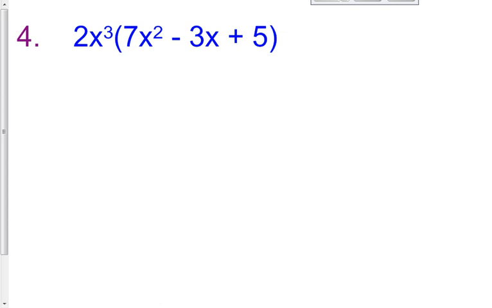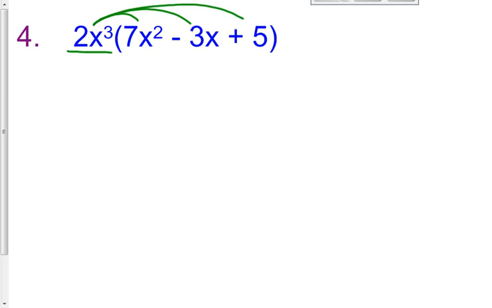Alright class, the last 5 problems in our notes for today on lesson 5.2, simplifying polynomials, are going to be simplifying using multiplication. So for this first one, number 4, we have a monomial of 2x cubed times a trinomial of 7x squared minus 3x plus 5. Our strategy for multiplying this is going to be using the distributive property. The 2x cubed is going to be multiplied by each term in this trinomial.